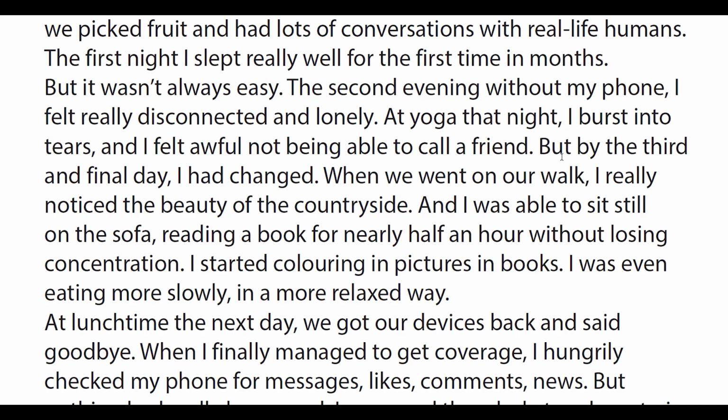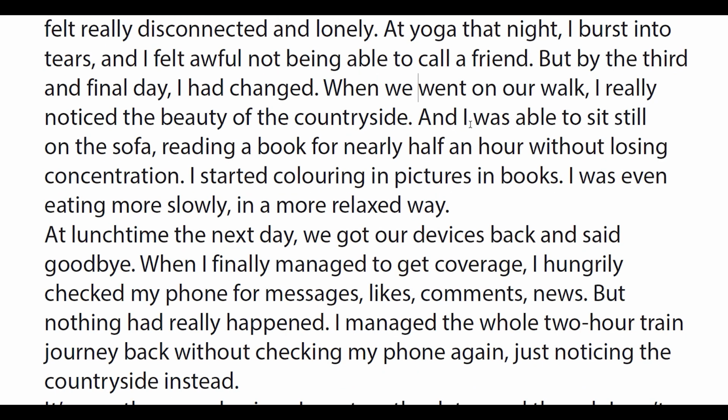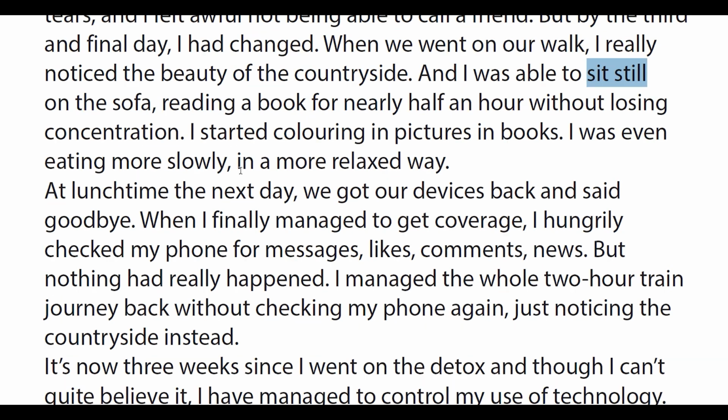Но на 3-й и финальный день, или последний день, я поменялась. Когда мы пошли, when we went on our walk, когда мы пошли на прогулку, я реально заметила красоту загородной местности. И я была способна сидеть, sit still, это сидеть неподвижно, или просто сидеть сфокусировавшись на диване, читая книгу около получаса, не теряя концентрацию. Я стала раскрашивать картинки в книгах. I was even eating more slowly. Я даже кушала более медленно и более расслабленно.